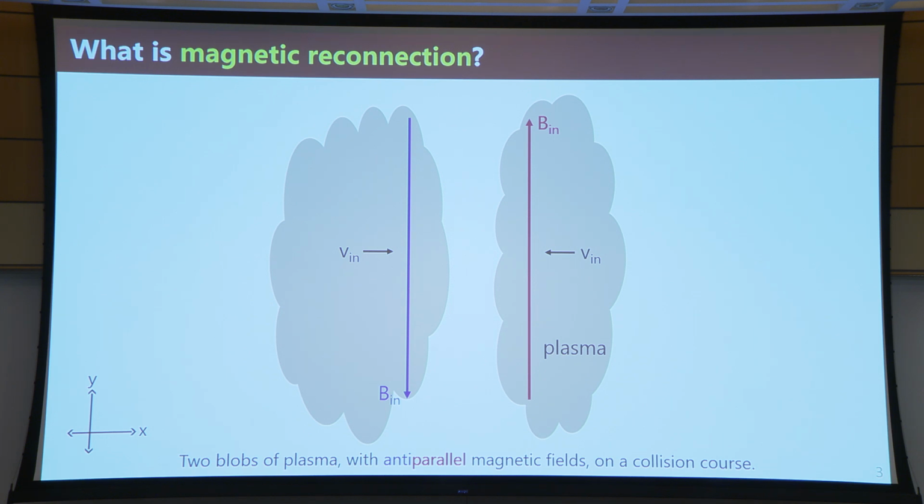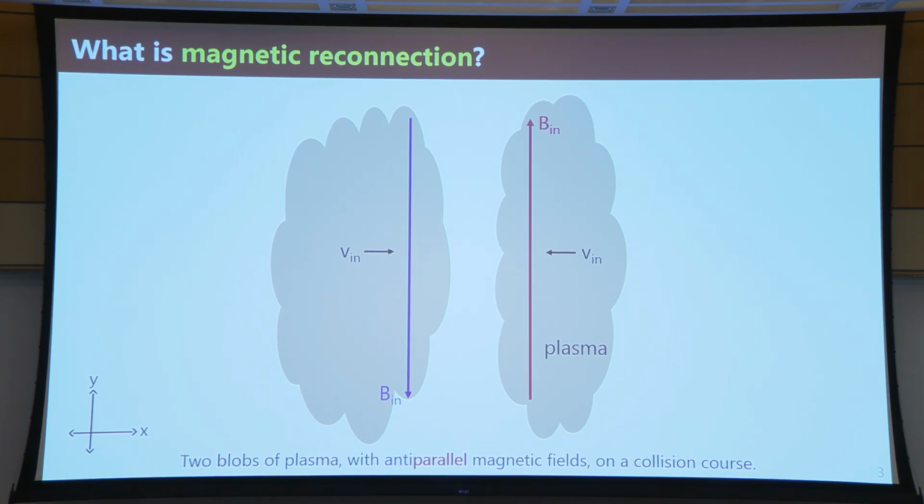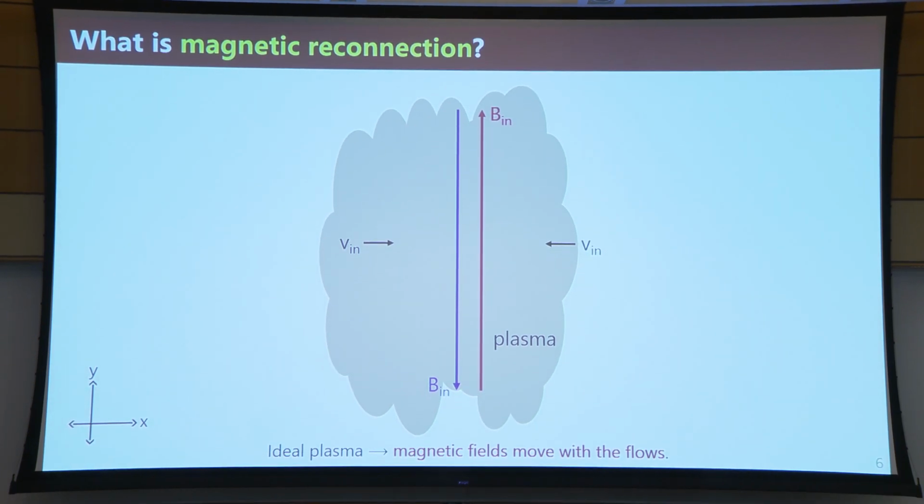So to orient you into what magnetic reconnection is, it is a fundamental process that occurs everywhere in the universe where there is magnetized plasma, which is most of the universe. So to start out, we have a simple two-dimensional cartoon. Imagine we have two blobs of plasma on a collision course, and that these blobs of plasma happen to have anti-parallel magnetic fields. If we assume that the plasma is ideal, this means that the magnetic field lines will move with the plasma flows, like that shown here.